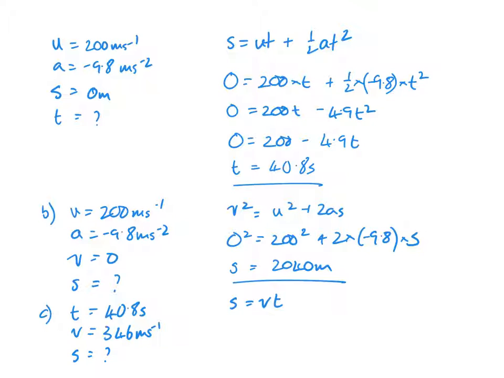So s equals vt is our simple formula, remember, for horizontal motion, constant speed. Multiply those two together and you get the range, rounding off to appropriate significant figures, is 141,000 meters.